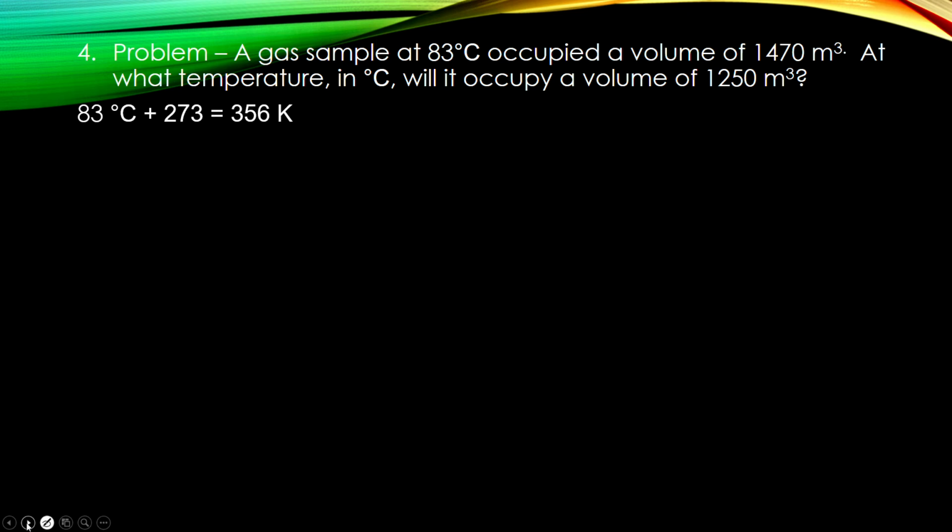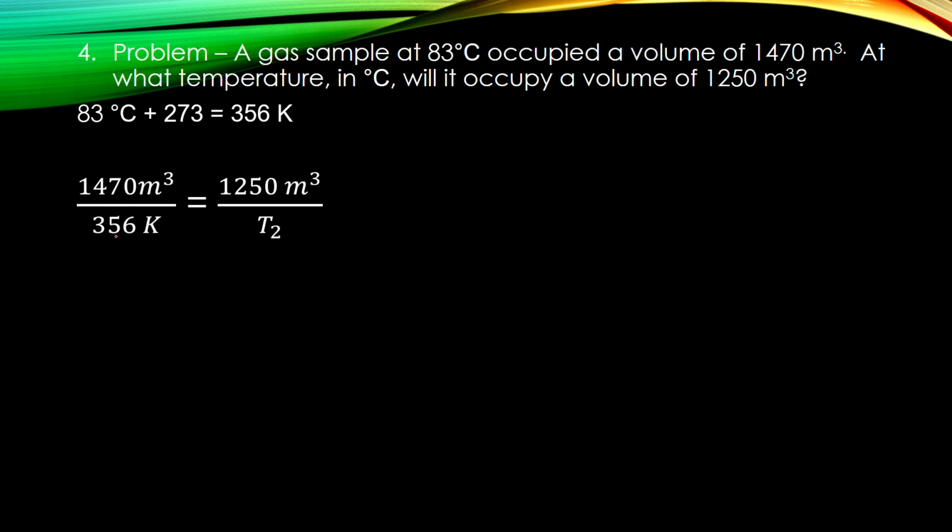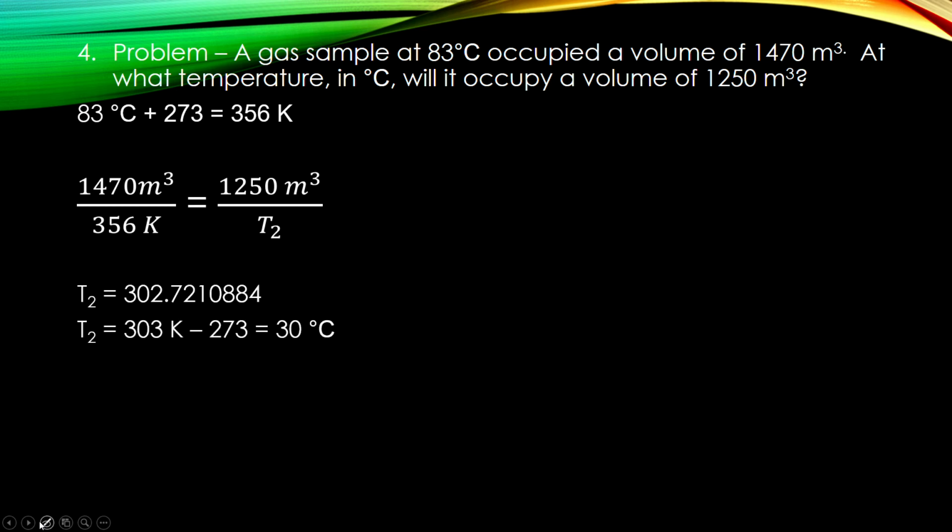Now I can set up my mathematical arrangement. Remember, we're using V1 over T1 equals V2 over T2. So I set it up this way. This is my starting volume and my starting temperature, my ending volume, and we're solving for my ending temperature. That gives me this. I need 3 sig figs, which means 303 Kelvin, and then all I have to do is subtract that 273 to get my final temperature, which is 30 degrees Celsius. Now, really what I need is a decimal there, so that I have 2 sig figs.